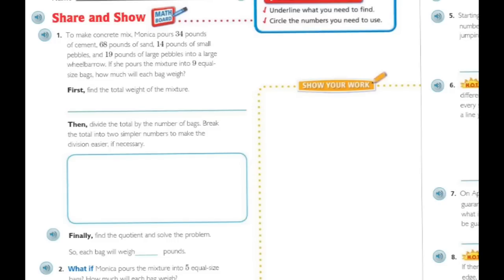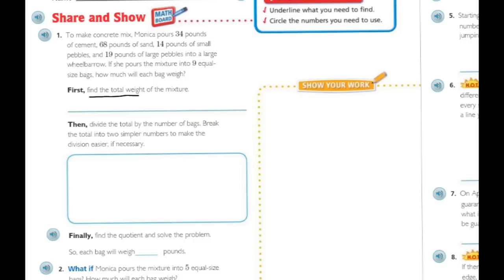To make concrete mix, Monica pours 34 pounds of cement, 68 pounds of sand, 14 pounds of small pebbles, and 19 pounds of large pebbles into a wheelbarrow. If she pours the mixture into 9 equal-sized bags, how much will each bag weigh?